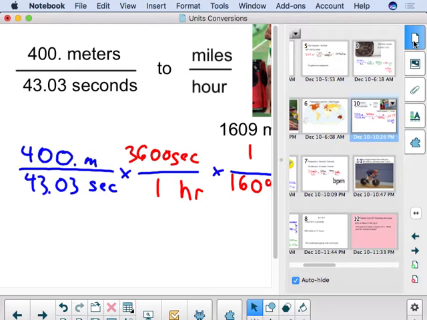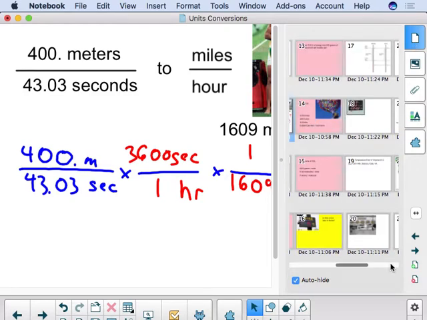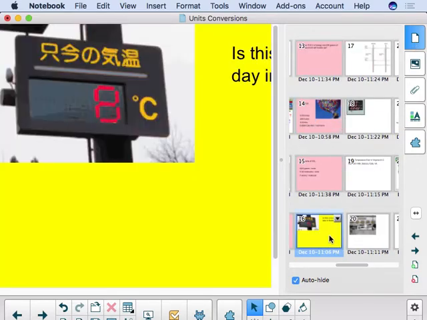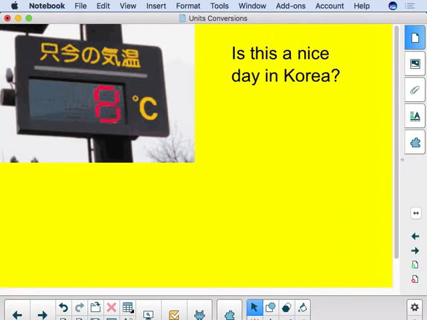Let's jump over here and we'll jump back for a second. Is this a nice day in Korea? Yeah, it's 8 degrees.